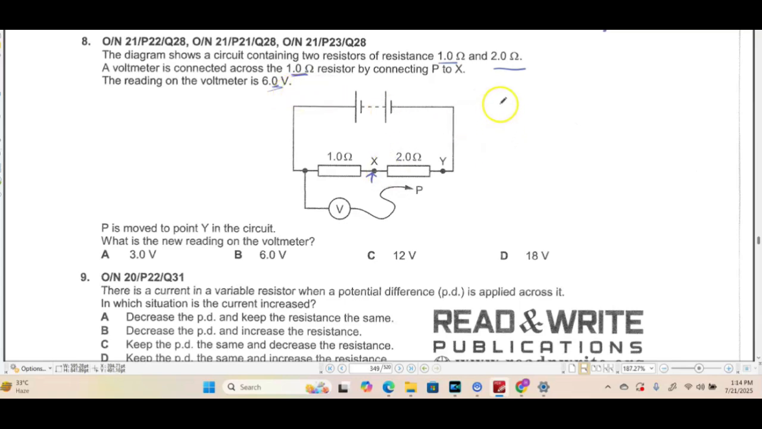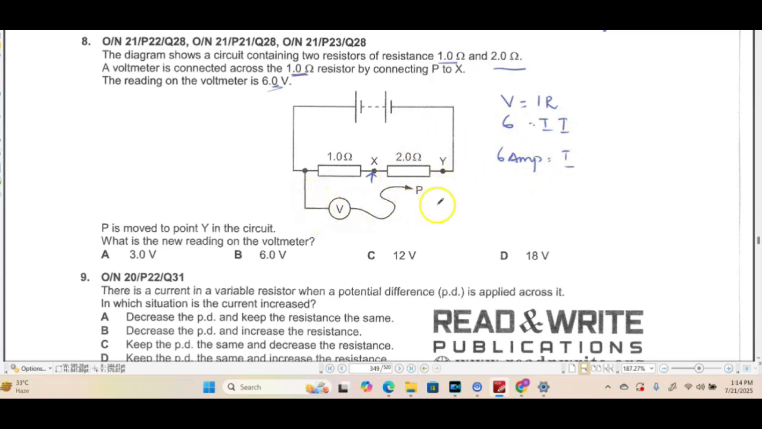So first we can find out our current, with the help of the formula V is equal to IR. Over here, when this was connected with this resistor, the V was 6 volts. We have to find I, and the resistance is 1. So 6 amperes current is running in the circuit.